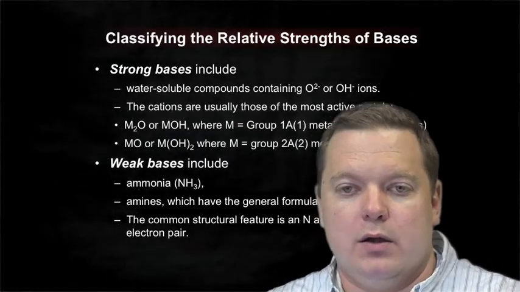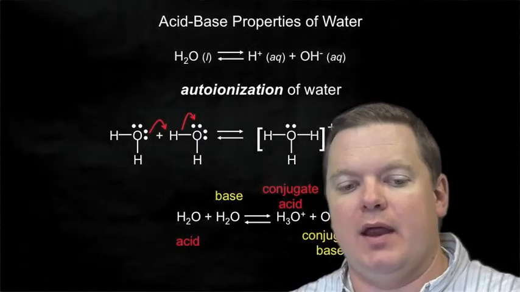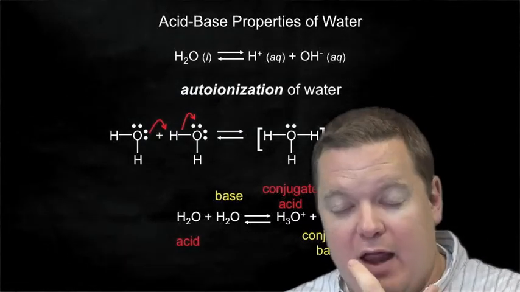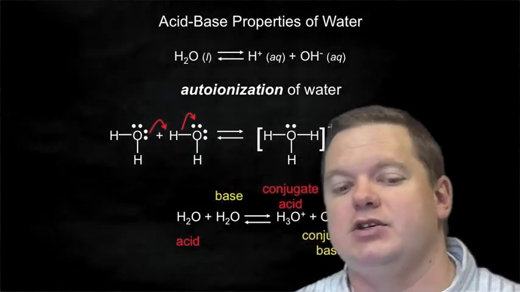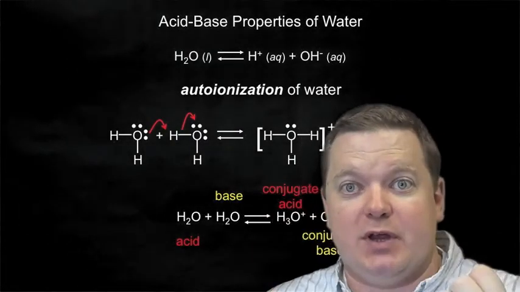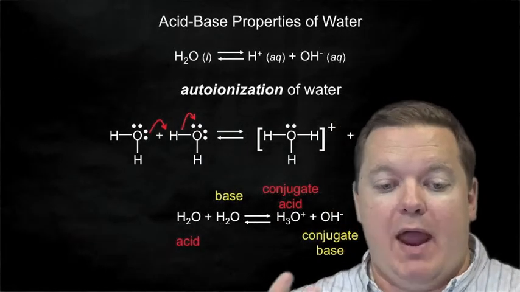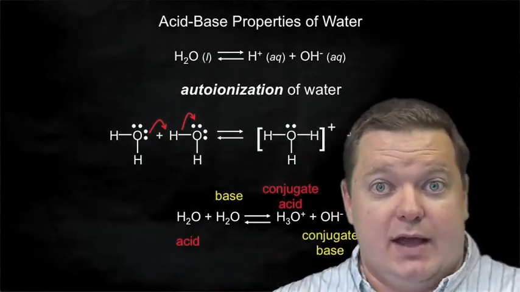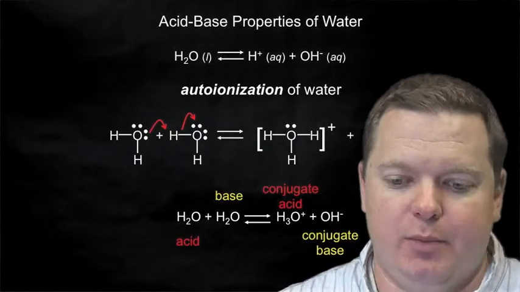knowing the fact that water is a combination of H and OH, then we can define water as both an acid and a base. So we can have what we call the auto-ionization of water, where one of those waters can accept a hydrogen from another water. Water can donate its hydrogen to another one to form H3O plus and the OH minus. So it's acting as an acid, acting as a base. So water then is an acid and a base.